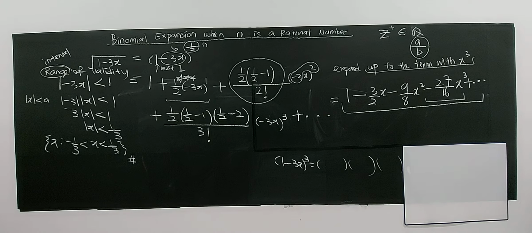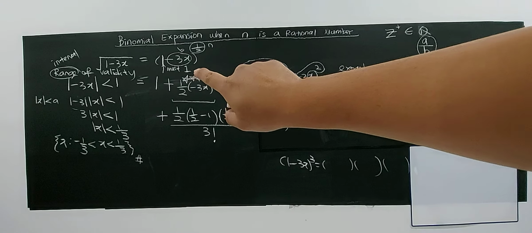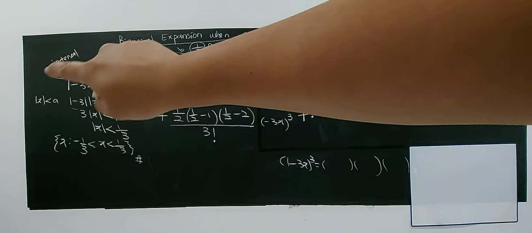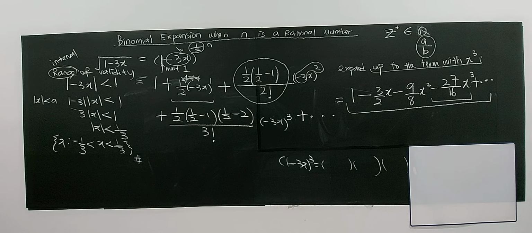So I hope you understand about the expansion. First, I showed you how to look at the pattern to do the expansion for this problem. Second, you have to know how to identify the range of validity. The range of validity is always: you take the b term, and the modulus of the b term must be less than 1. Alright, if you don't quite understand, I will give you 2 more examples. Okay, let's look at the next video.